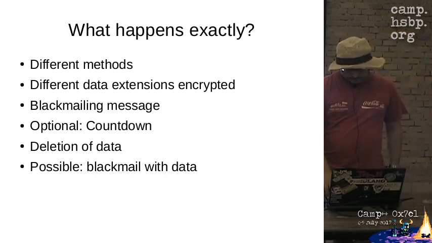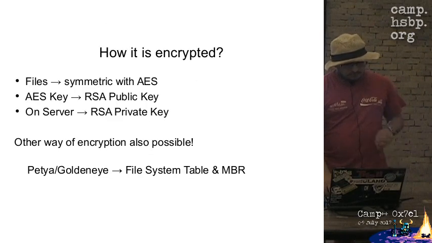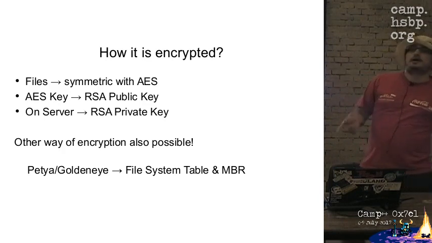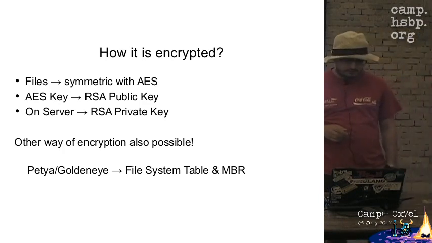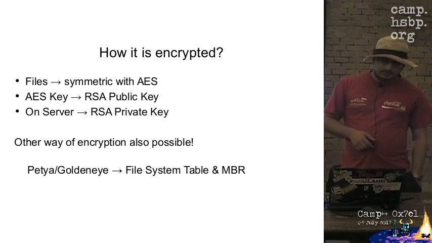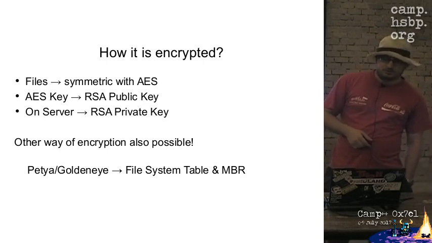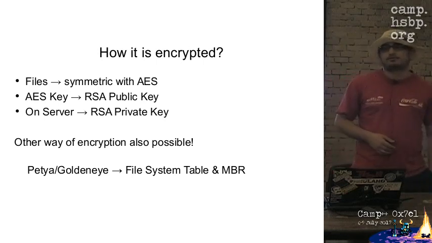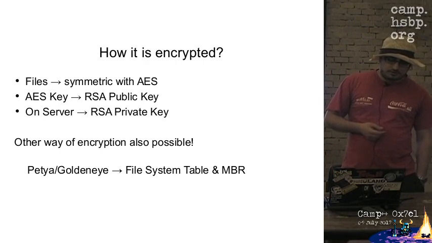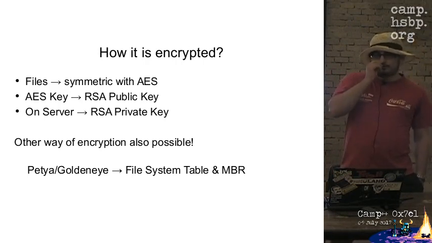That's a possibility. So how is it normally encrypted? The files are normally encrypted symmetrically with AES encryption. And normally the AES key is then encrypted with a public-private key pair, so the AES key is encrypted with the public key. Normally the private key for that public key is on the server, and you get it if you pay the ransom. Not every time, but normally they store the key on the server. That's the common way ransomware encrypts files.